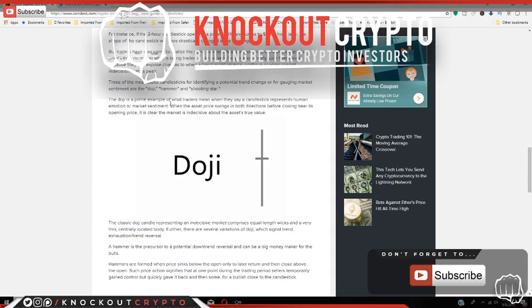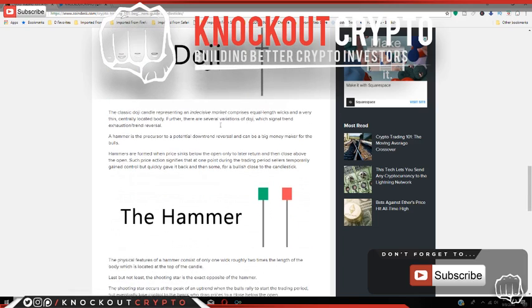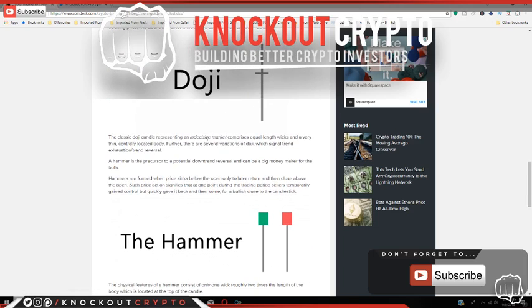The doji is a prime example of what traders mean when they say a candlestick represents human emotion or market sentiment. When the asset price swings in both directions before closing near its opening price, it is clear the market is indecisive about the asset's true value. The doji. The classic doji candle represents an indecisive market comprised of equal length wicks and a very thin centrally located body. Further, there are several variations of the doji which signal trend exhaustion or trend reversal.